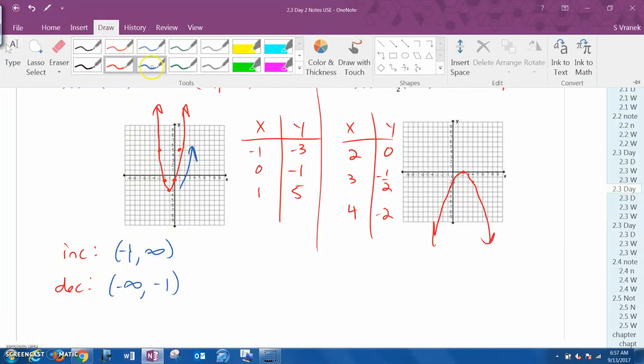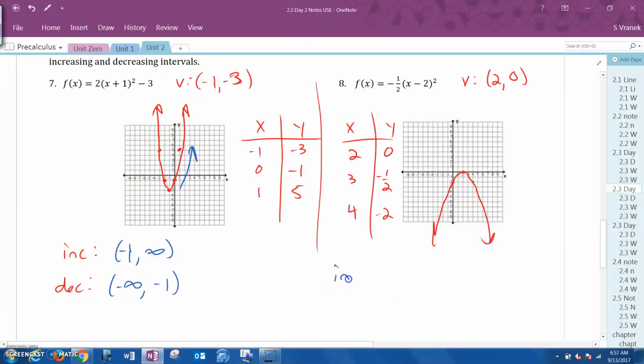Now we can get our increasing and decreasing intervals. It is increasing at the beginning from negative infinity to an x value of 2, and it's decreasing from 2 to infinity. Again, we're dealing with only the x values.